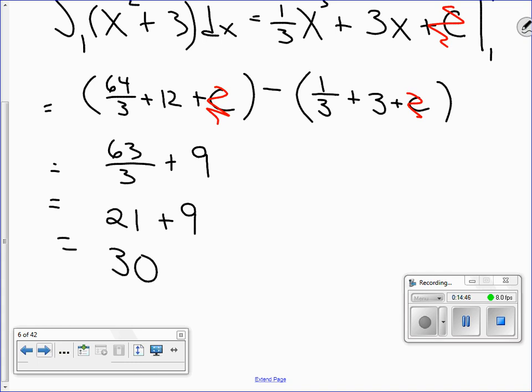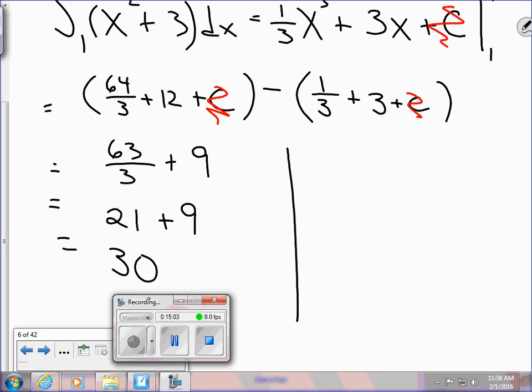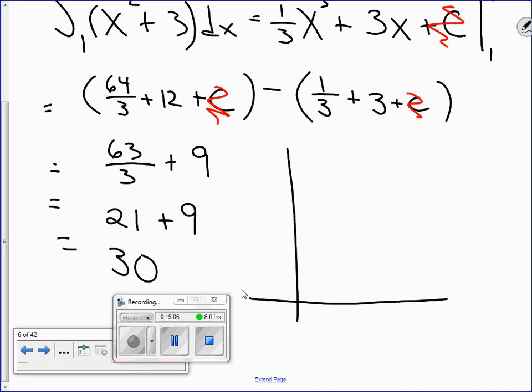Now, nice, we get an integer, right? But what's really nice, when you think about what this answer means, we started out, we said that we're finding the definite integral of x squared plus 3 from 1 to 4. If I were to graph y equals x squared plus 3, what does that look like? Yeah, very good. A parabola, just moved up 3, right? We found the definite integral from x equals 1 to x equals 4.